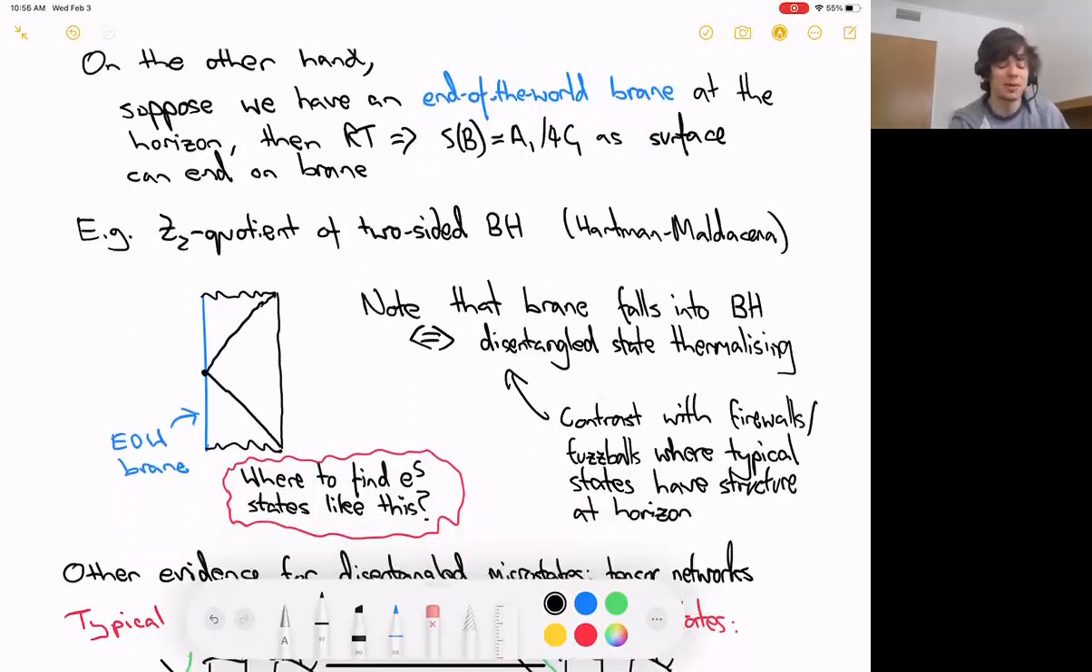That's the only comment I will make: normally in fuzzball and firewall proposals, other than fuzzball complementarity ideas and so on, we'd say that every state has structure at the horizon. Here, the state just has structure at the bifurcation surface. It doesn't have structure at the event horizon. It still has an event horizon. But you can obviously also construct fuzzball geometries.